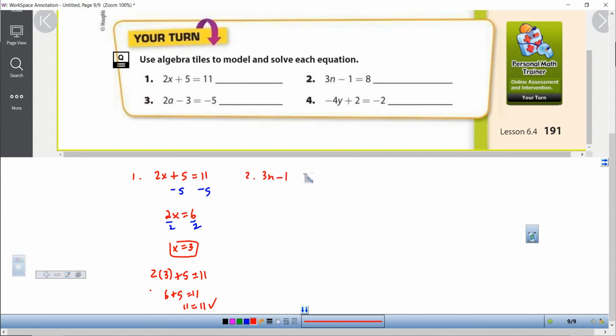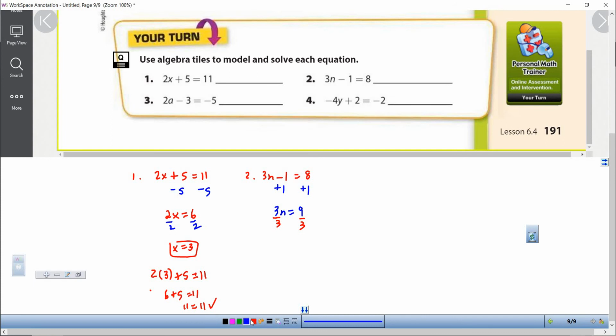3n minus 1 is equal to 8. All right, again, going forwards, I would multiply first and then subtract. So going backwards, I'm going to do the opposite operations, or the inverse operations, in the opposite order. So I'm going to go ahead and add 1 to each side. And when I do that, I'm going to get 3n is equal to 9. Looks familiar. And then I'm going to divide both sides by 3.